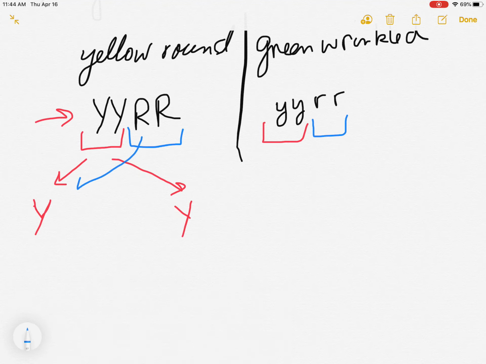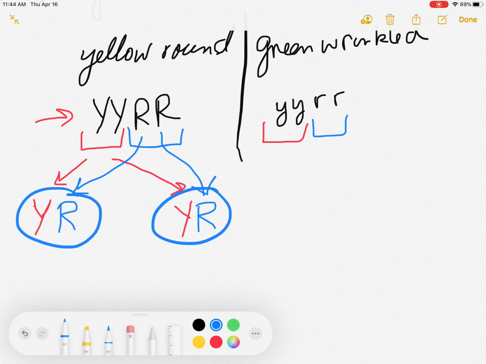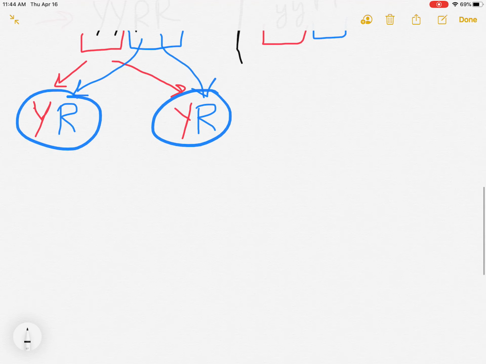Okay, that's all you do, separate the Y's. Now we also have to separate the R's. One of these R's will go this way with this gamete, so we'll draw it like this. And the other R will end up over with this one in the same meiosis split. So these are the possible gametes.